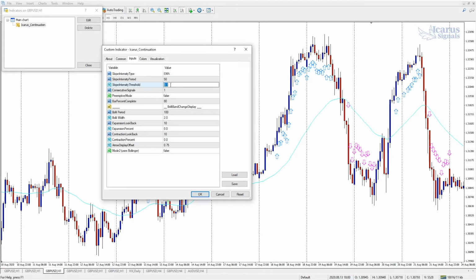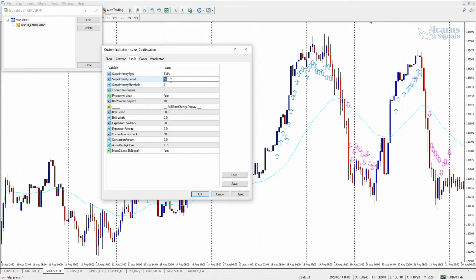And of course, you're free to use the indicator as you see fit. But for the sake of outlining the application of this particular indicator, we're going to change the slope intensity threshold, and we're going to make it a little bit more difficult for this indicator to show up because we want to see it pulling away further from the moving average.